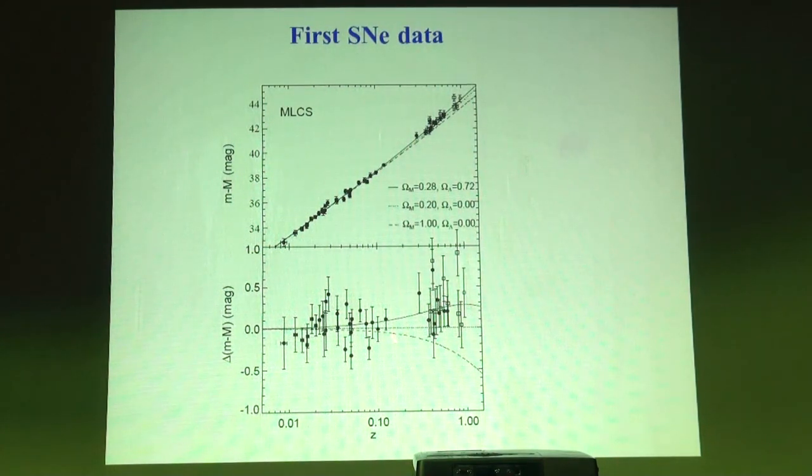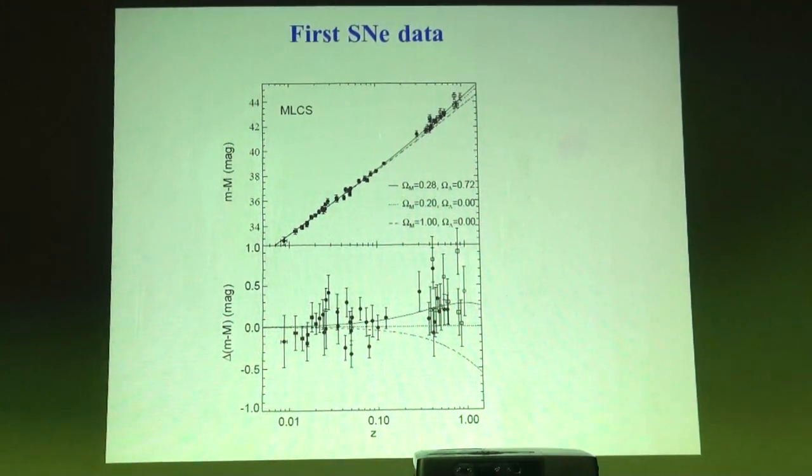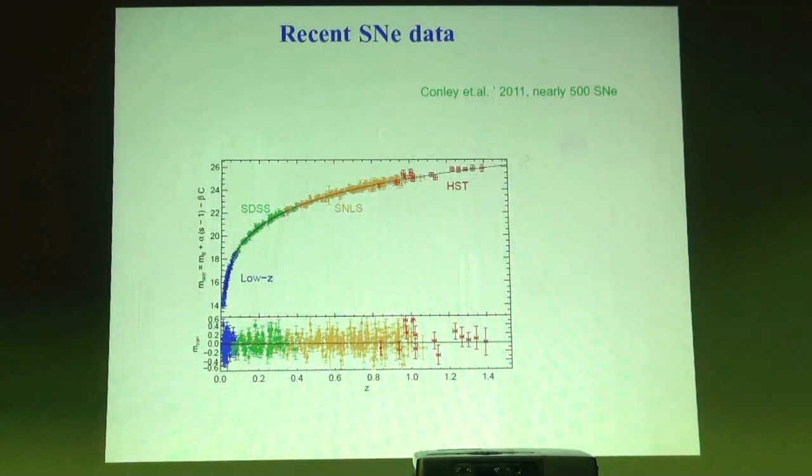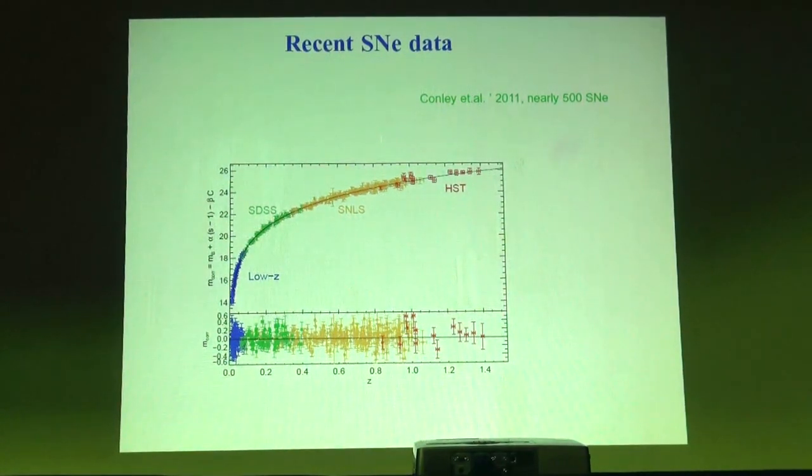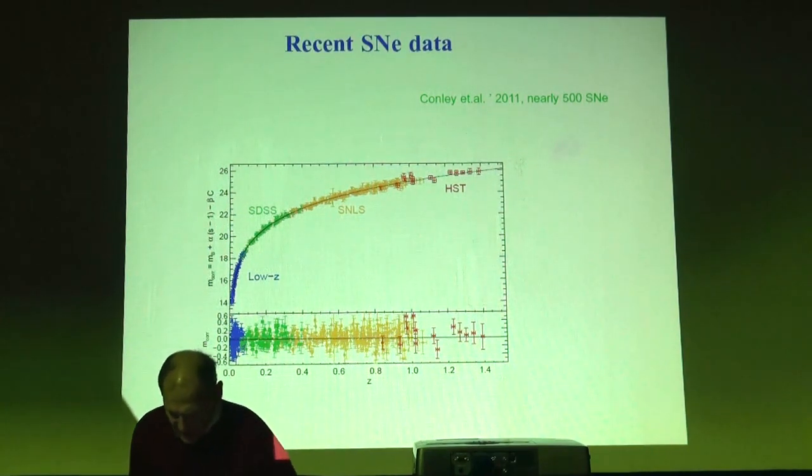This little increase in magnitude, or decrease in luminosity, was claimed to show that there is dark energy in the universe, which was in the end true. Today, supernova data are a lot more precise, so there are hundreds of supernovae observed, and now we are pretty confident that we are dealing with a dark energy dominated universe from these data only.